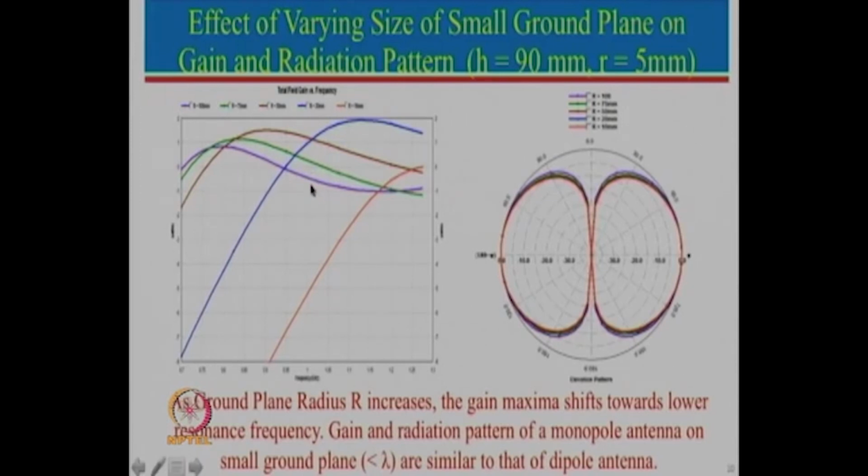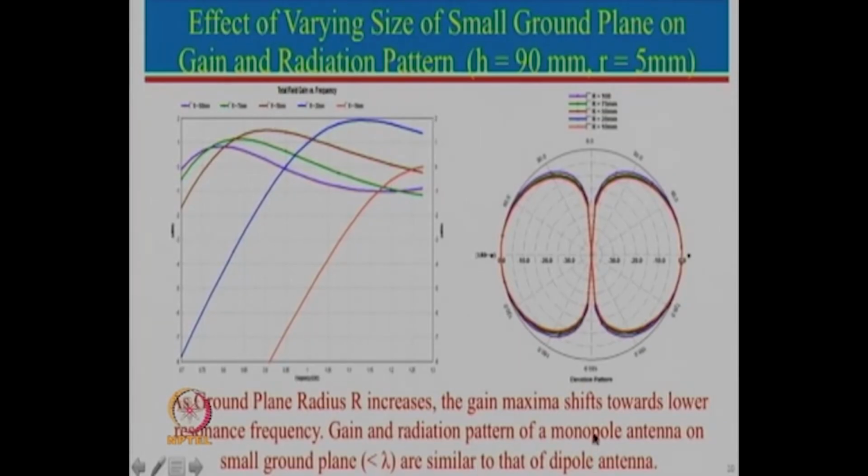Now, here is the gain plot. Maximum gain you can still get is close to about 2 dB. One can see there is a lot of shift in the frequency. This shift in the frequency is mainly because the resonance frequency of the antenna changes with the ground plane radius. That is why you see the shift here, but in general the peak is getting close to 2 dB or so.